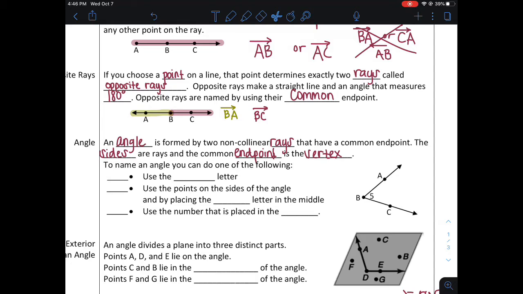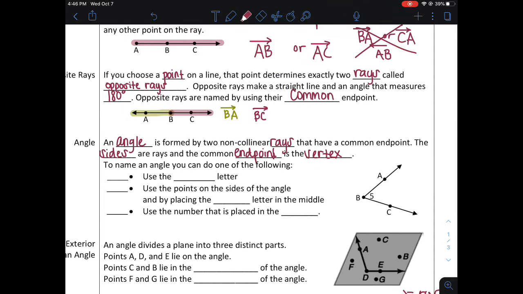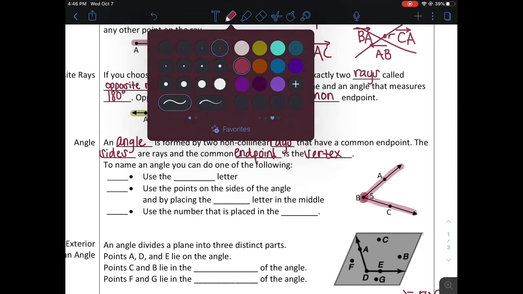An angle is formed by two non-collinear rays that have a common endpoint. The sides are rays and the common endpoint is the vertex. That just means the point that they have in common. Again, this side and this side both have B in common. That is called the vertex.